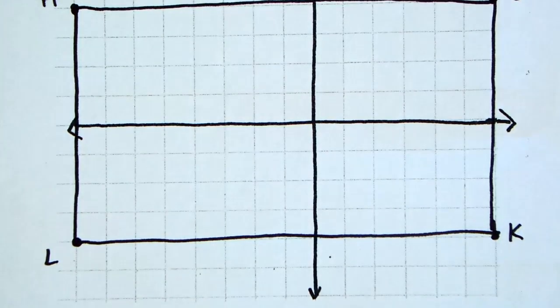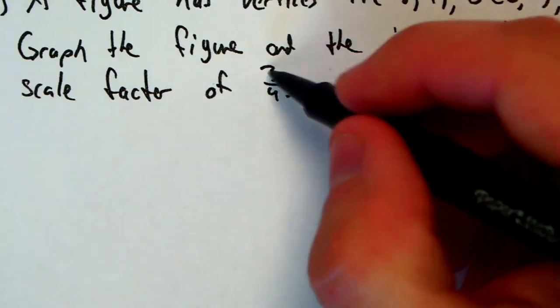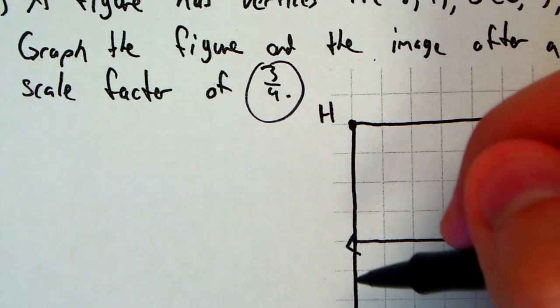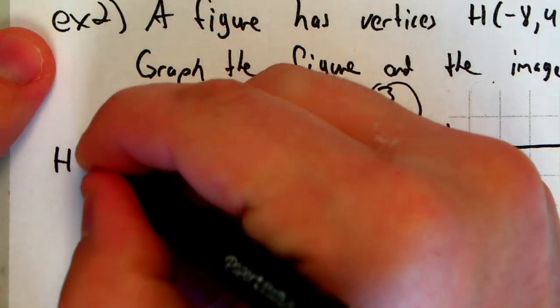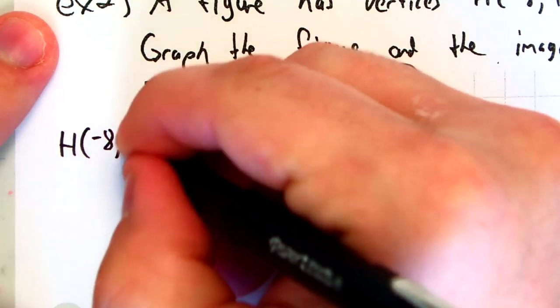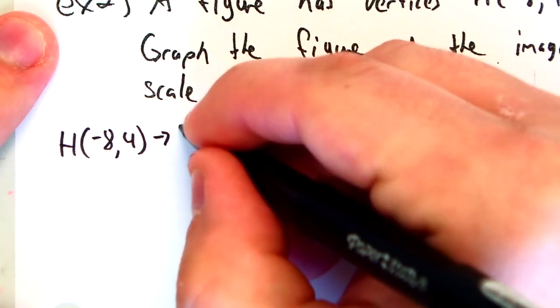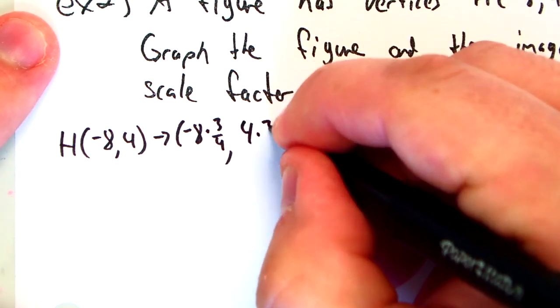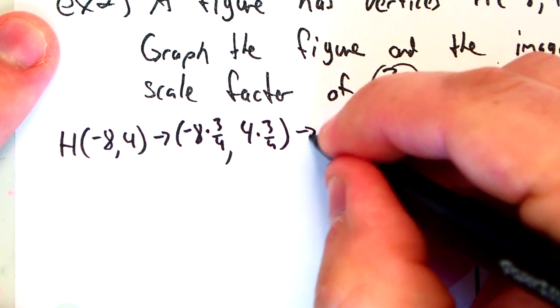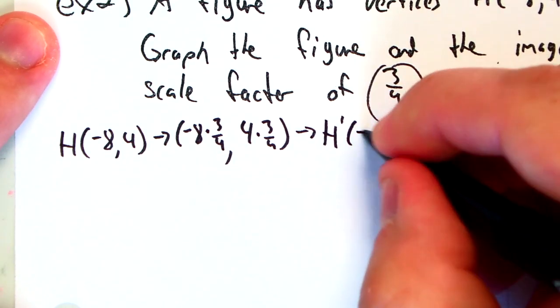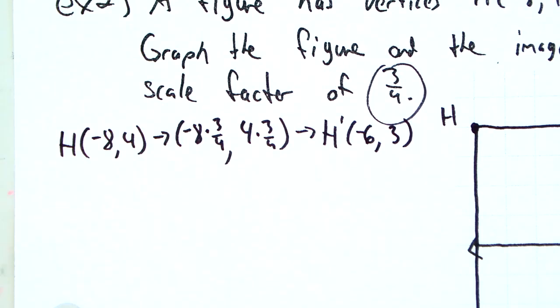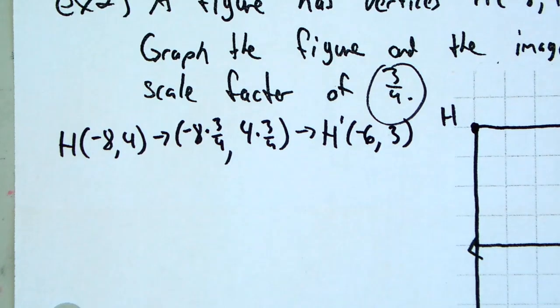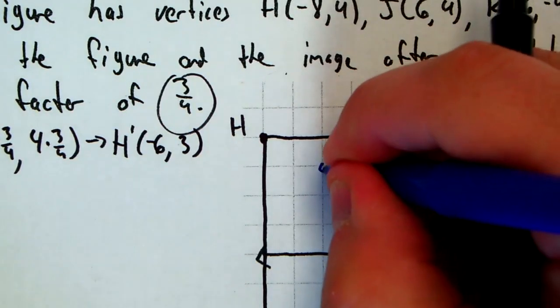Now, in order to find the dilated image, we have to multiply each of those ordered pairs by 3/4. So H, which was (-8, 4), if we multiply both -8 and 4 by 3/4, H prime becomes (-6, 3). So H prime would be here. And that is H prime.